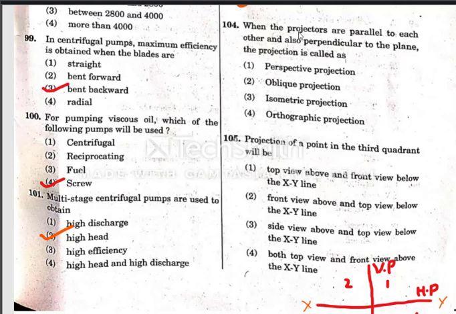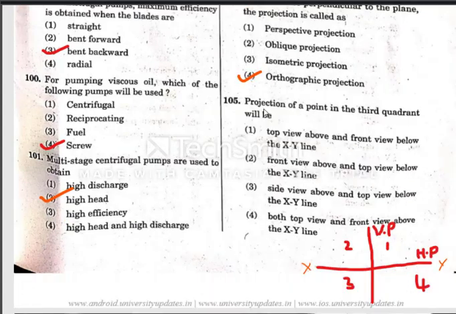And the next question: when the projectors are parallel to each other and also perpendicular to the plane, the projection is called what? It is called orthographic projection. Orthographic projection is a projection where the projectors are parallel to each other and also perpendicular to the plane. So in these options, orthographic projection is the correct answer. Option 4 is the correct option for this question.